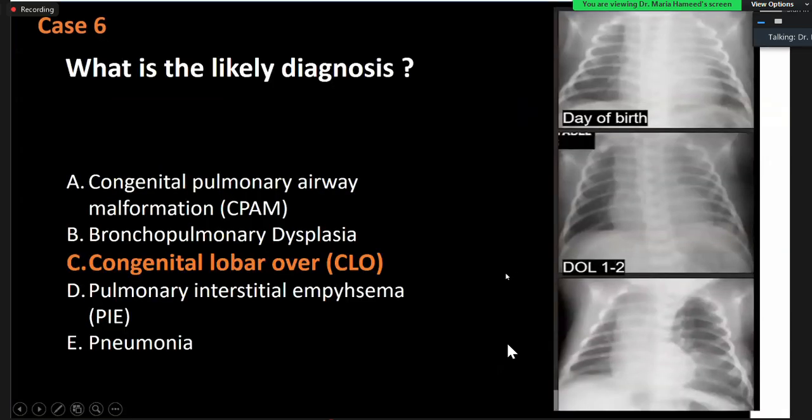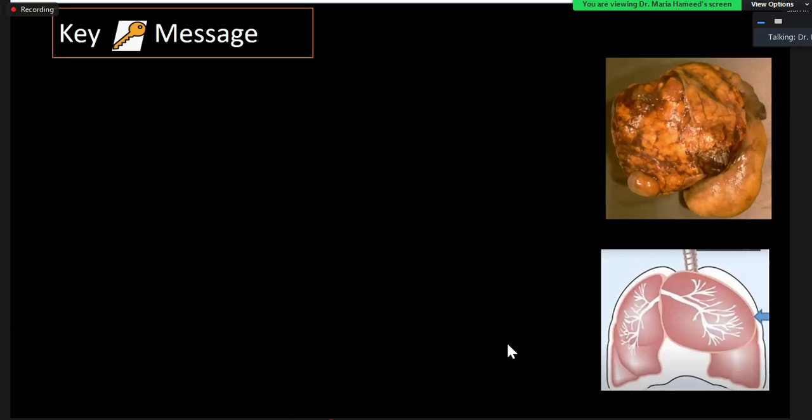Nowadays it is no longer called emphysema but overinflation, because on histopathology no emphysema was found. So it was a misnomer. So nowadays it is being called congenital lobar overinflation.